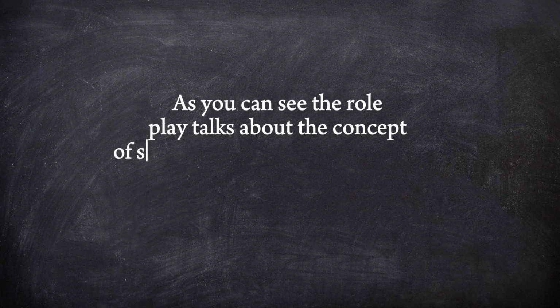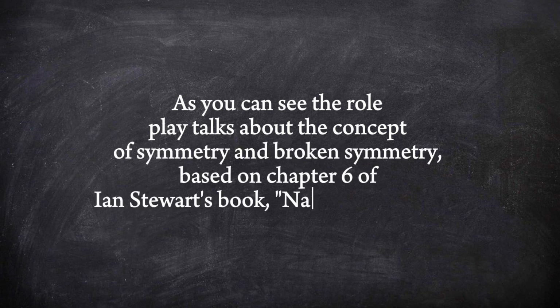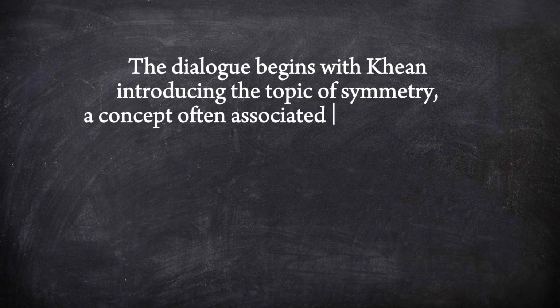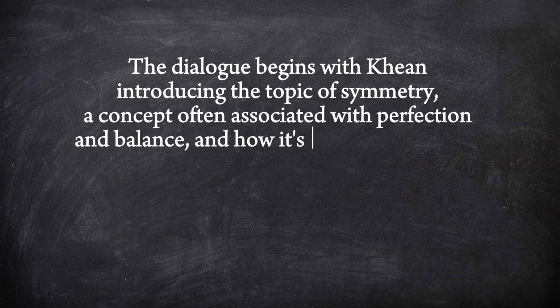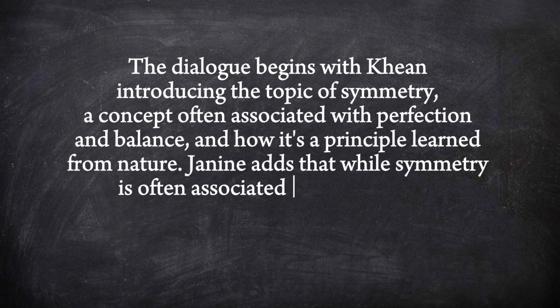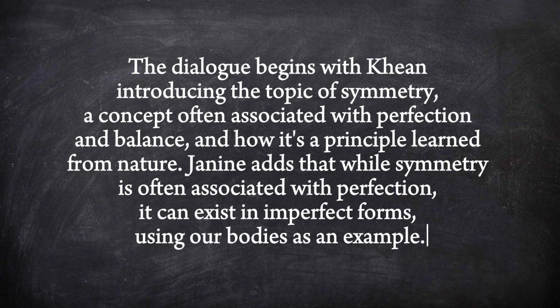As you can see, the roleplay talks about the concept of symmetry and broken symmetry, based on Chapter 6 of Ian Stewart's book, Nature's Numbers. The dialogue begins with Khean introducing the topic of symmetry, a concept often associated with perfection and balance, and how it's a principle learned from nature. Janine adds that while symmetry is often associated with perfection, it can exist in imperfect forms, using our bodies as an example.